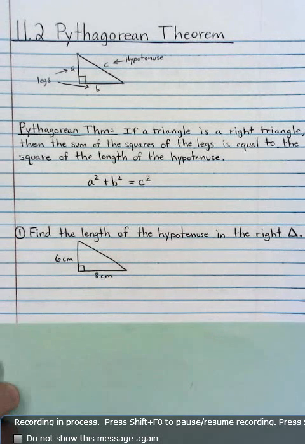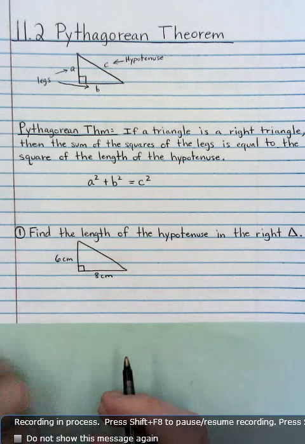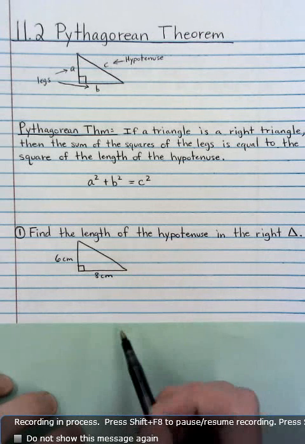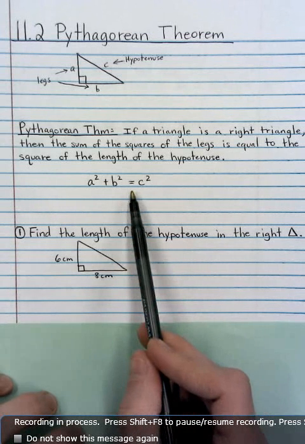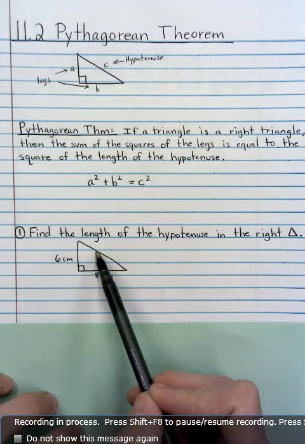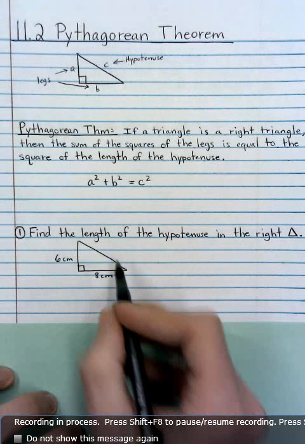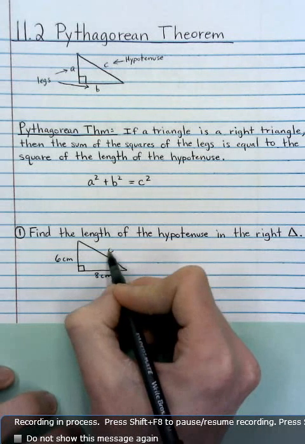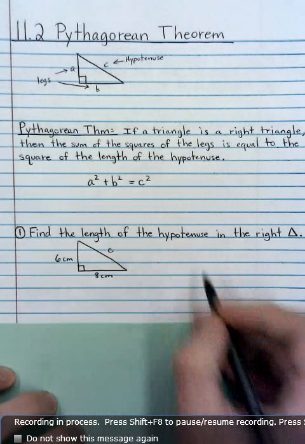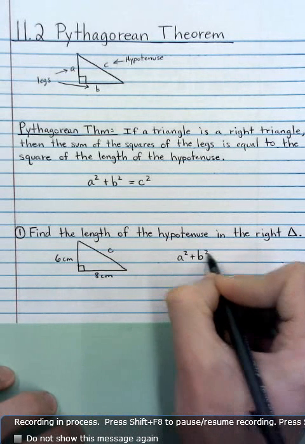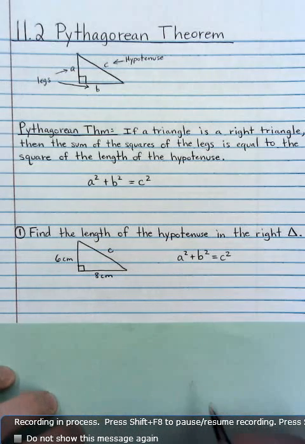First question. Find the length of the hypotenuse in the right triangle. Since we know two of the three lengths, and since we know the Pythagorean theorem, we can create an equation and we can solve to figure out the length of the third side. In this case, since it's the hypotenuse, we are going to be solving for C. So, let's start out by putting our equation down.